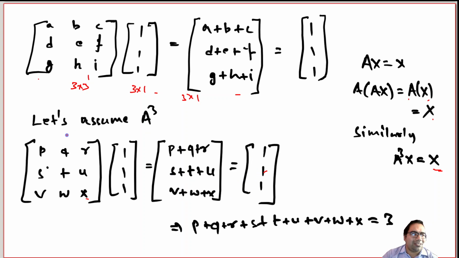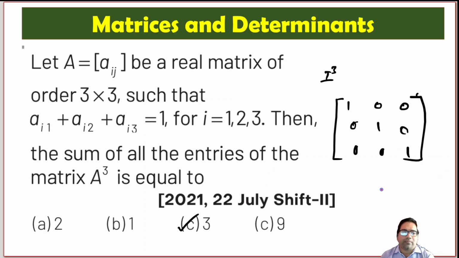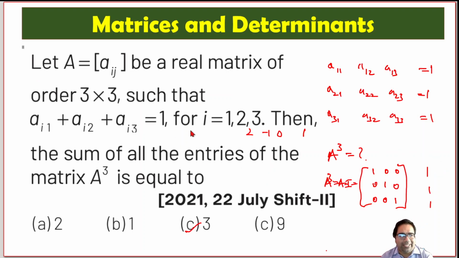What does that mean? The sum of all elements of A cube is 1 plus 1 plus 1, because this is the sum of the first row plus the second row plus the third row, which is equal to 3. This is how we generally prove that the sum of elements is 3. But in an examination, we don't need to give all these proofs. We can directly identify that the identity matrix satisfies this result, so the sum of elements is 3. We need to learn these shortcuts also. Thank you.